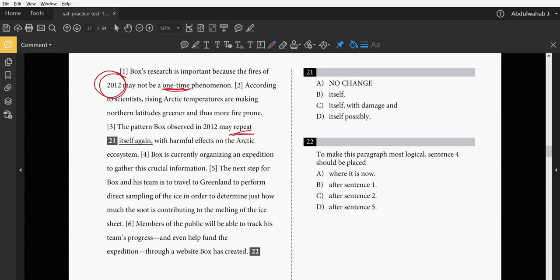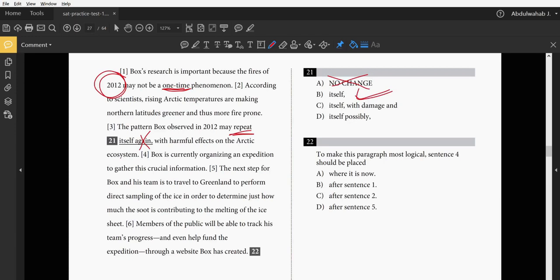But once you say repeat, there's no need to mention the word again. In English, we try to keep things brief, so we do need change, because I'm not going to keep "again" with the word repeat. By removing the word again, I get "itself" alone, which is fine. This looks like a good answer.